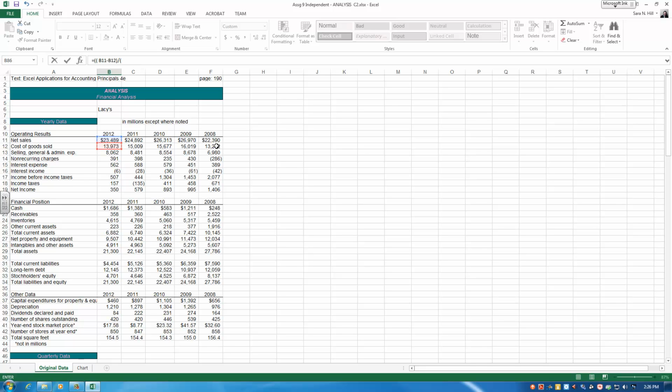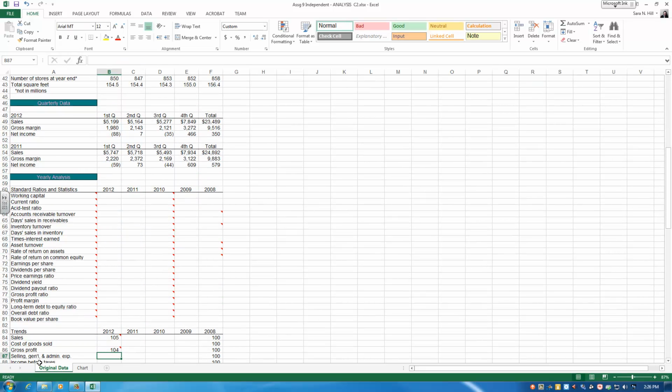So let's start another set of parentheses. Sales minus cost of goods sold. And then that whole thing we want to then multiply by 100. So that one I gave you just because it was a little bit harder. We actually had to calculate that gross profit.